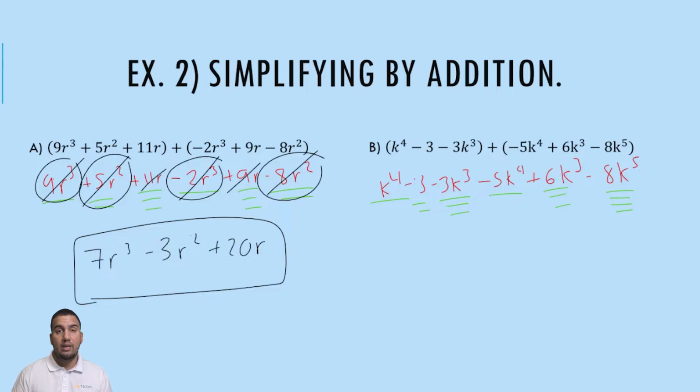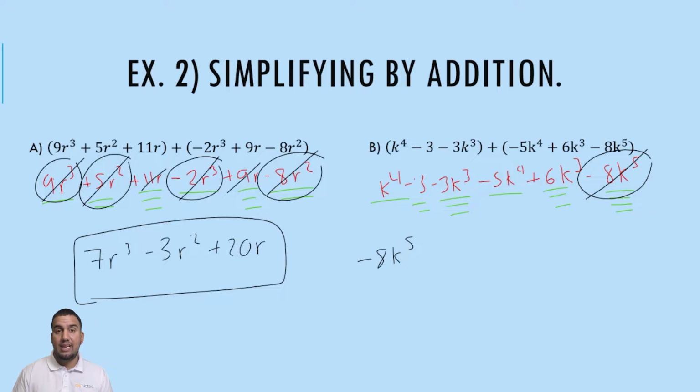So I'm going to go from, again, highest degree to lowest degree. My highest degree is a 5. Is there anything that looks like a k to the 5 here? There isn't, because I would have drawn 4 lines. So I'm going to write that first, and it's negative 8k to the 5. I'm going to cross that off because I'm done.